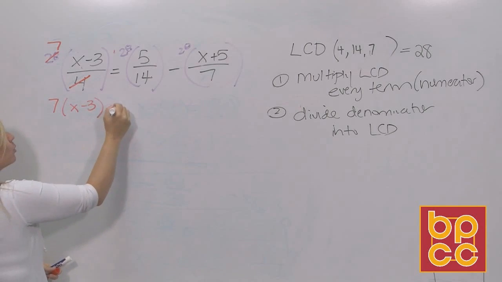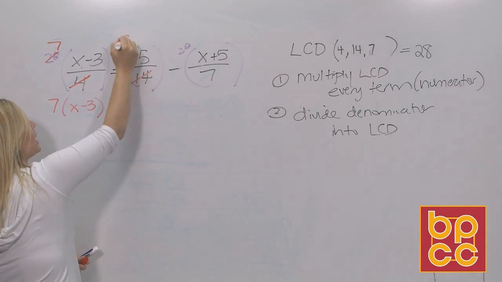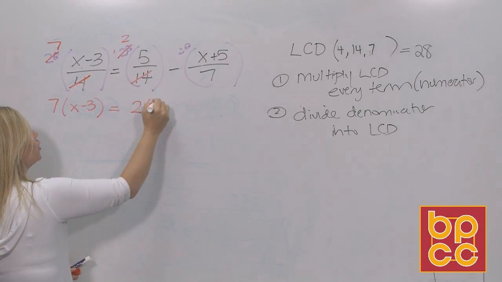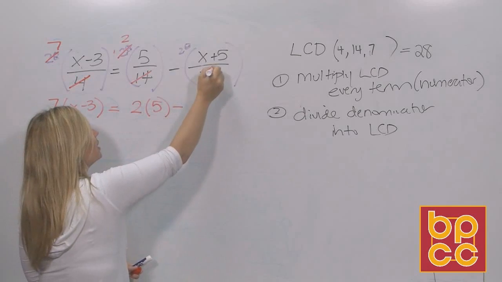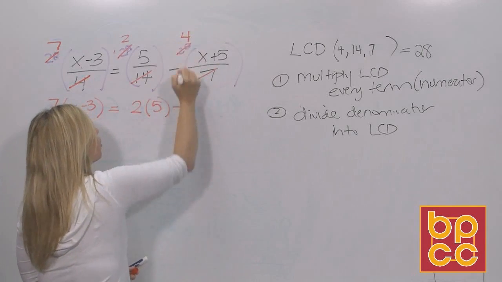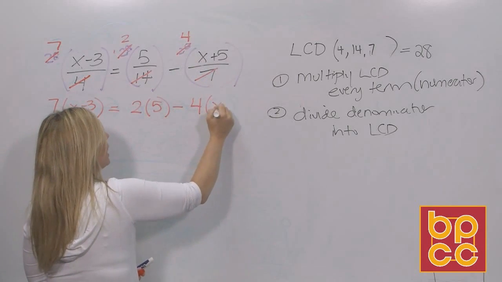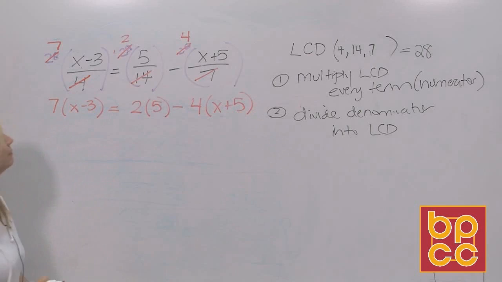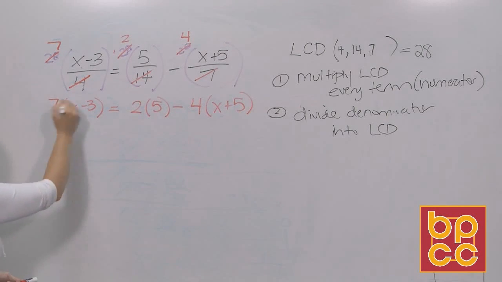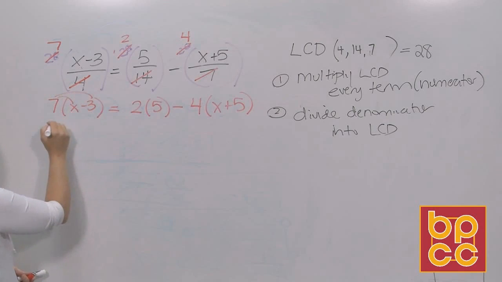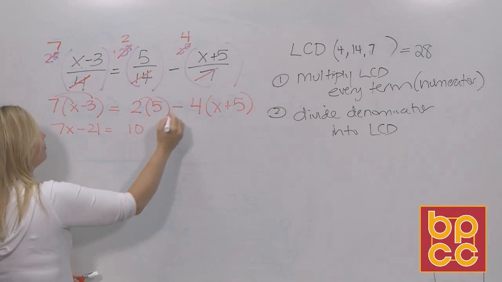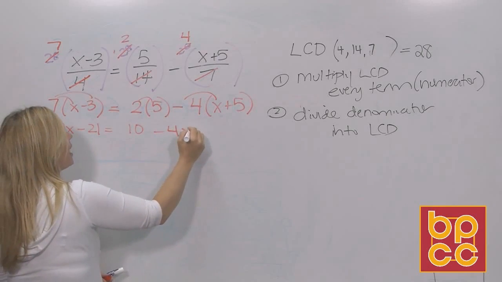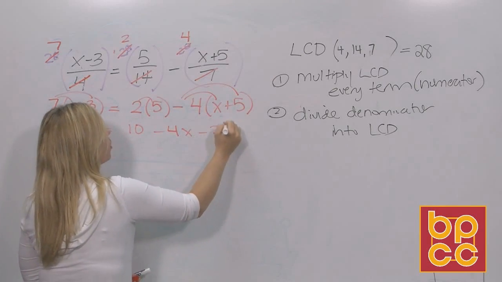Bring down your equals. 14 divides into 28 2 times. That leaves us 2 with the parentheses 5. Don't forget the minus. 7 divides into 28 4 times. That leaves us 4 times (x plus 5). Now look at that. Now what are you guys going to do? That's right. We're going to have to get rid of the parentheses, so we're going to use distributing. 7x minus 21 equals 10 minus 4x minus 20.